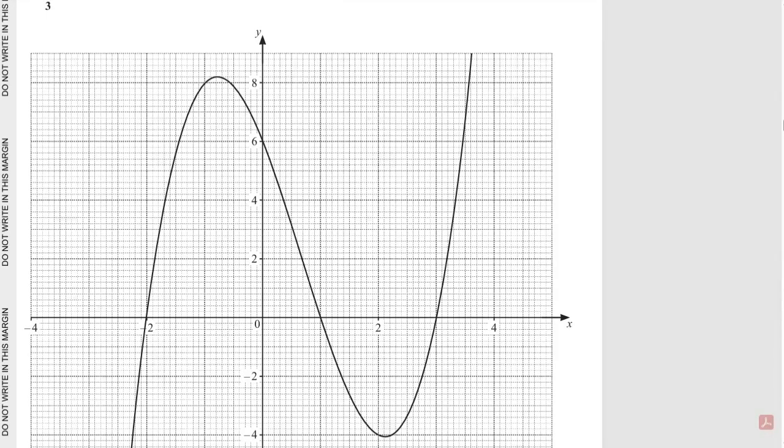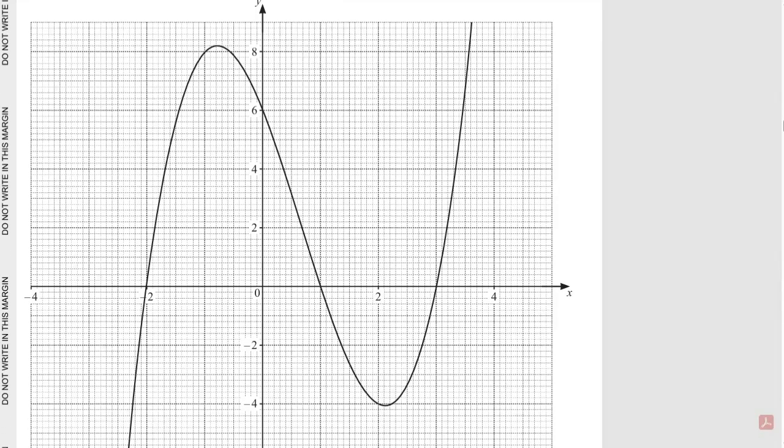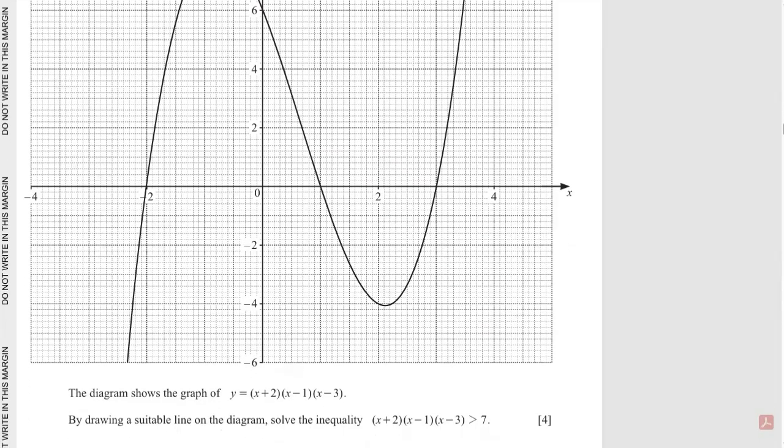Question 3. We can see this graph given over here. The diagram shows the graph of y equals (x + 2)(x - 1)(x - 3). This is a cubic function, and it has 2 turning points and 3 x-intercepts. By drawing a suitable line on the diagram, solve the inequality. So when is your cubic function greater than 7? So what is that suitable line? The left-hand side is a cubic function. The right-hand side is a line y equals 7. So we need to check where my function is exceeding 7, right?